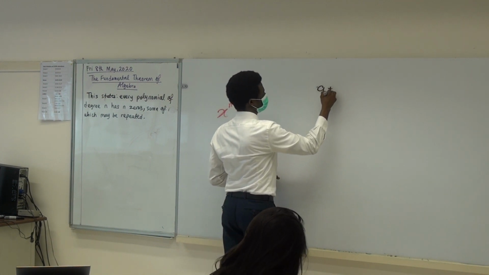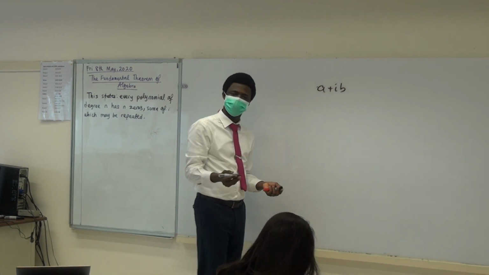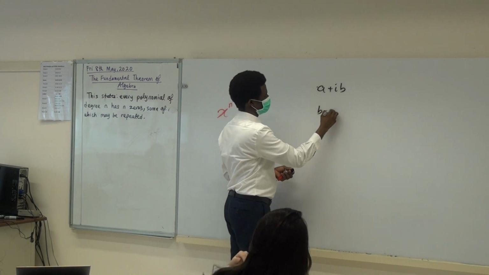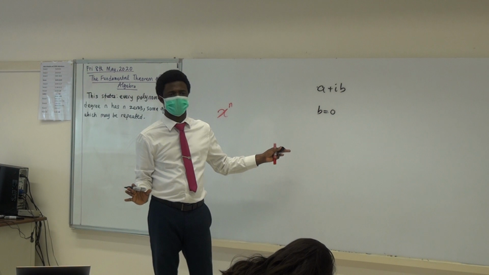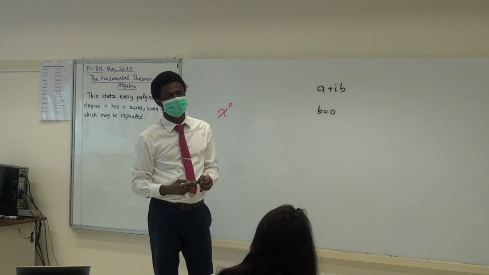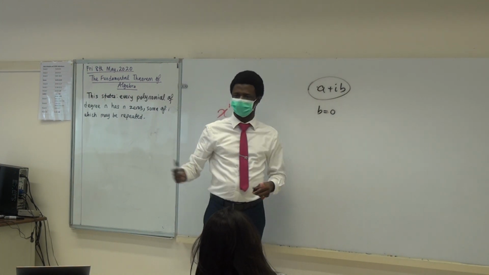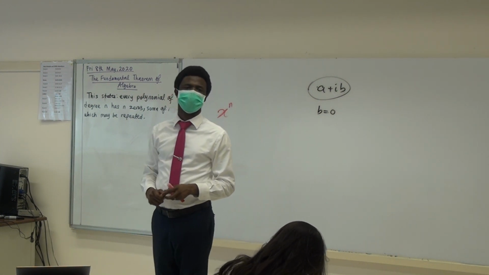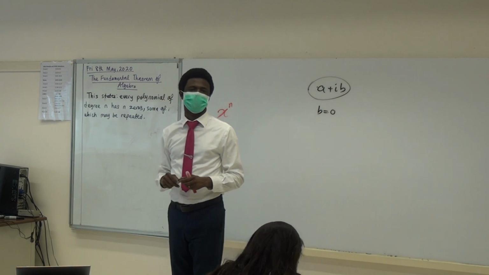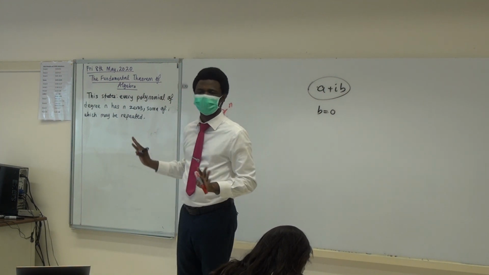Every root will be in the form a plus ib, for example. So if b is equal to 0, then it becomes just a real number. But if b is not 0, then it becomes a complex number. But this is what every zero will look like. And if it's a polynomial equation, the theorem is about the roots in that case. Okay, so I'm just taking it as a function.